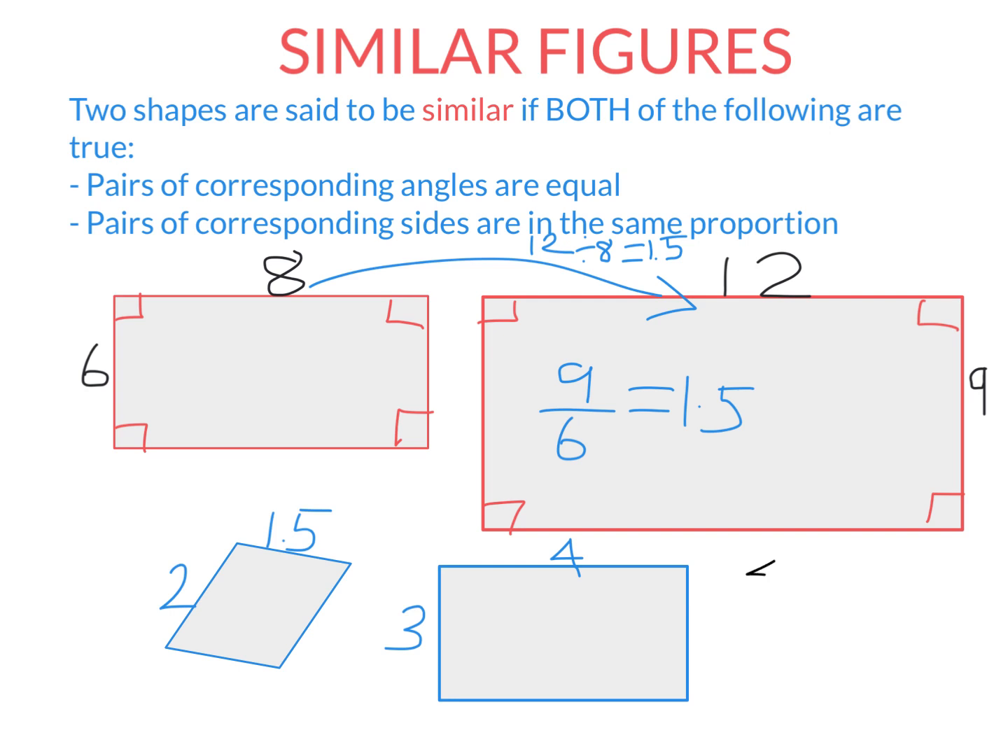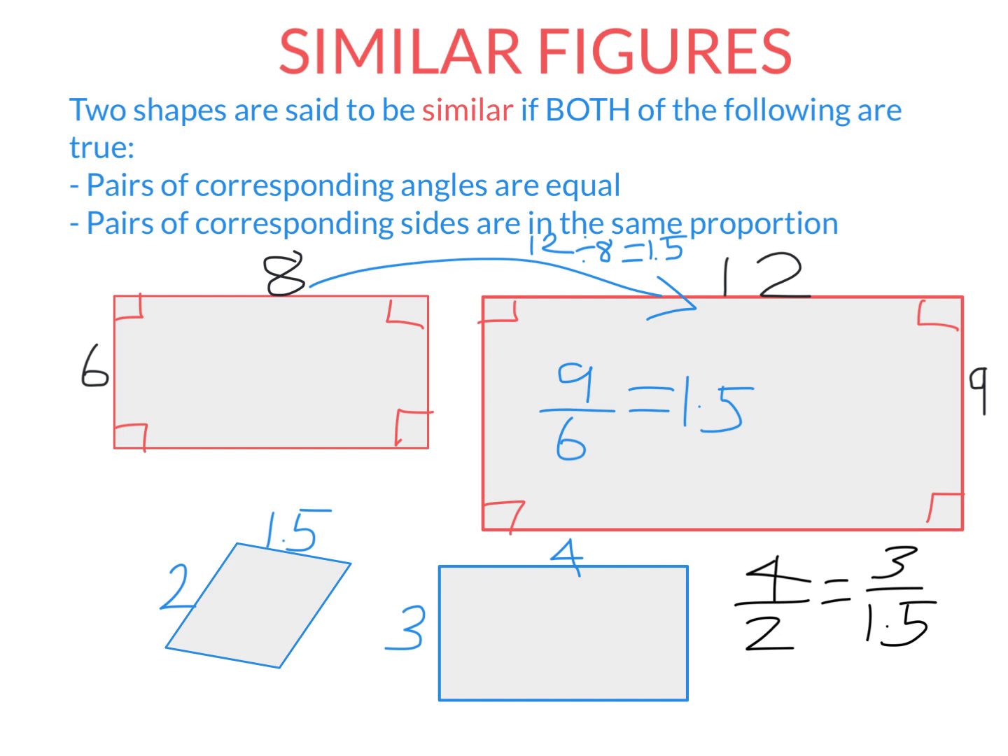So the scale factor of the longest sides is 4 over 2. And it turns out that that's the same as 3 over 1.5. The sides are in proportion with these two shapes because the longest side is double the longest side and the shortest side is double the shortest side. That's what we mean by in proportion. The scale factor is consistent. Scale factor from here to here is 2. The scale factor from here to here is 2. The sides in this shape are double the sides in this shape. But even though pairs of corresponding sides are in proportion for these two shapes, they are clearly not similar.